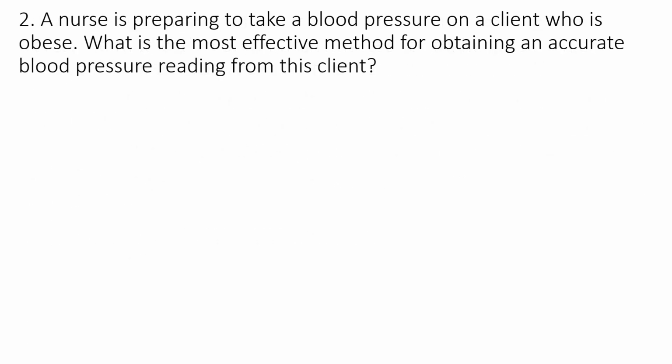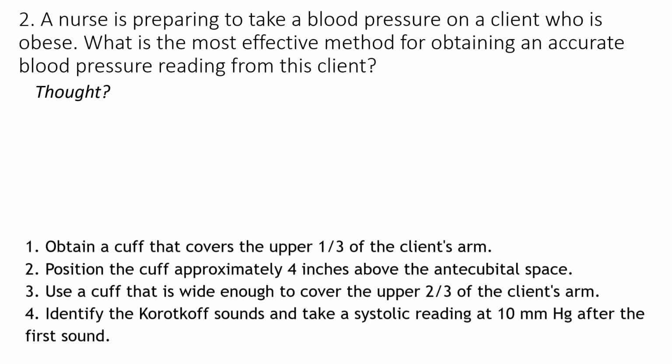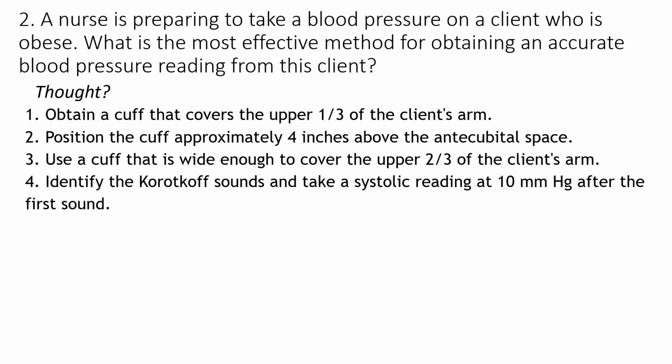Question number 2. A nurse is preparing to take a blood pressure on a client who is obese. What is the most effective method for obtaining an accurate blood pressure reading from this client? Is it number 1, obtain a cuff that covers the upper 1/3 of the client's arm? Number 2, position the cuff approximately 4 inches above the antecubital space. Number 3, use a cuff that is wide enough to cover the upper 2/3 of the client's arm. Number 4, identify the Korotkoff sounds and take a systolic reading at 10 millimeters mercury after the first sound.